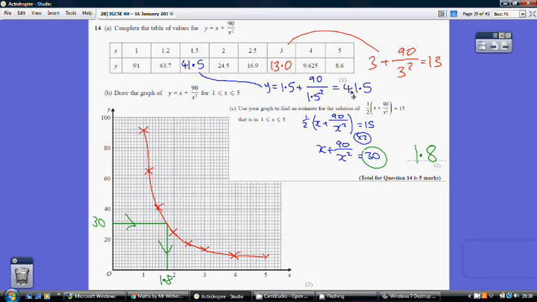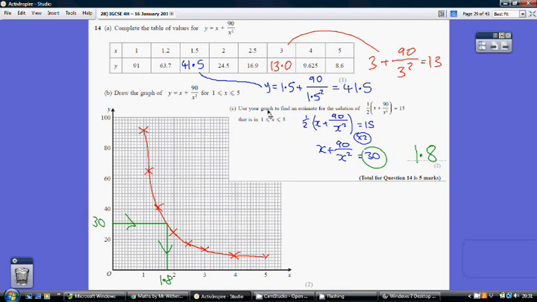Which gives me 41.5, and then secondly over here I substitute 3 in for x, so 3 plus 90 over 3 squared, which gives me 13. I've then got to plot these coordinates, 1.5, 41.5, 3, 13 and so on, and I get this sort of reciprocal graph looking like this in red.